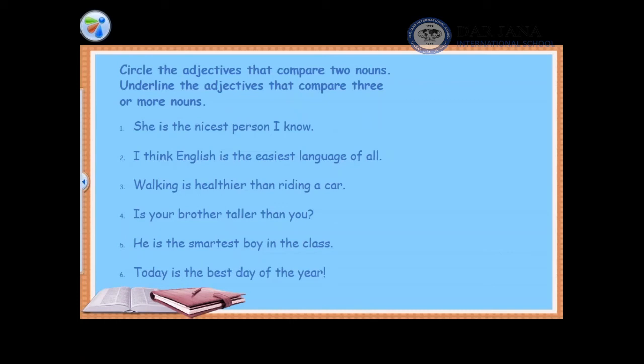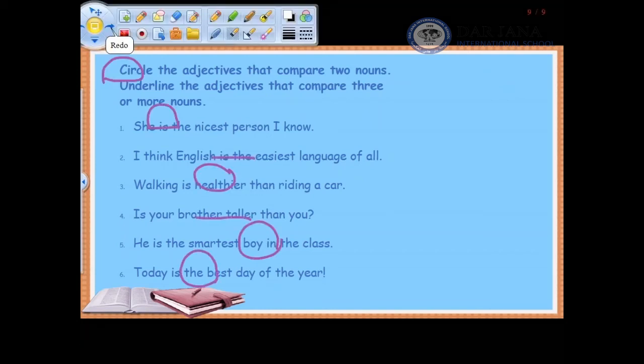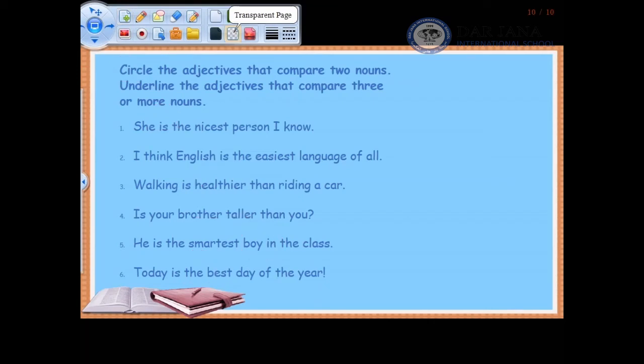In here, circle the adjectives that compare two nouns. Underline the adjectives that compare 3 or more. Number 1, she is the nicest person I know. Nicest compares between or among 3 or more nouns. Number 2, I think English is the easiest language of all. Also, easiest is an adjective that compares among 3 or more nouns.